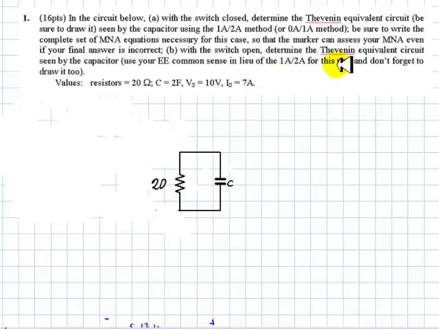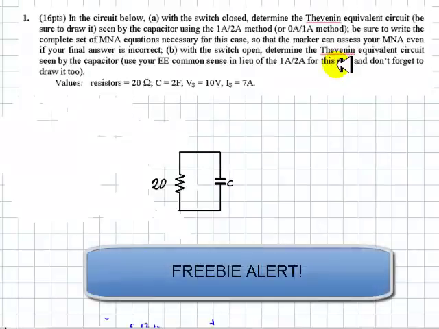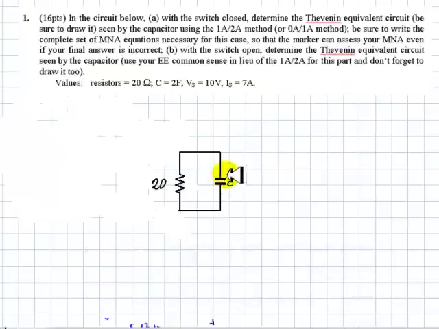and don't forget to draw it too. Well, this was the freebie of this question, if I may, because evidently what is the Thevenin equivalent seen by the capacitor? It's just a resistor. So that means that the Thevenin equivalent seen is V Thevenin 0 volts, and R Thevenin, guess what? 20 ohms. And the circuit's already drawn. That was free. It was a freebie.